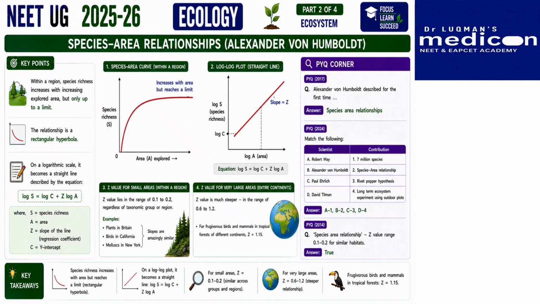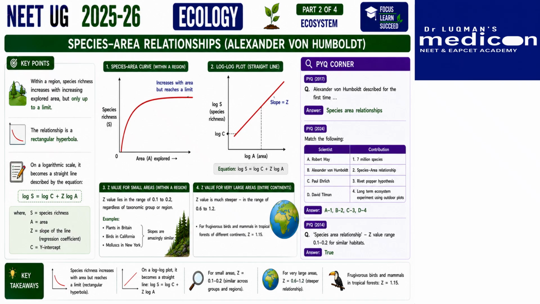The relationship is a rectangular hyperbola. But on a logarithmic scale, if you convert into log values, then it is a straight line described by the equation log S = log C + Z log A. Now you have to memorize this as it is, or you can understand it, but the terms are physical quantities. So log S stands for species richness, A stands for area, and Z stands for the slope of the line.